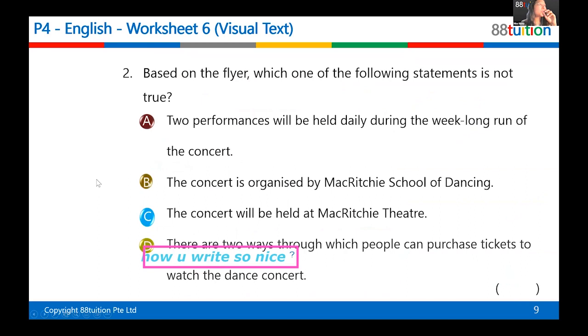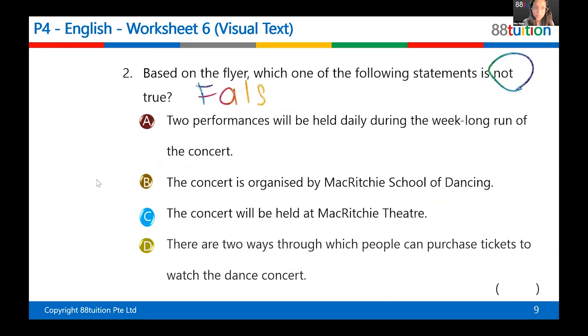Okay. Passage 2. Question 2. Based on the flyer, which one of the following is not true? So they're asking you which one is false. Okay, so the ones that are true cannot be the answer. So which one, A, B, C, or D, is false?